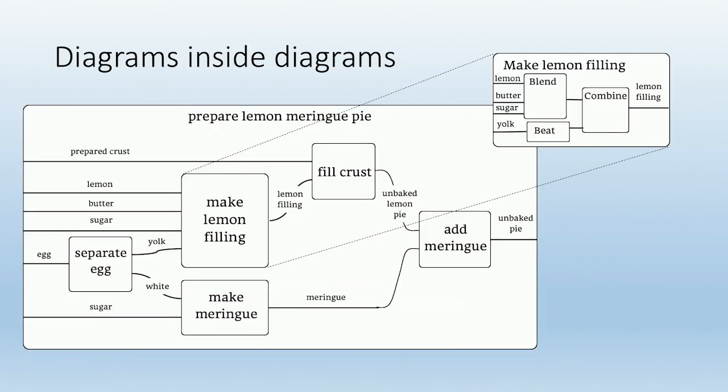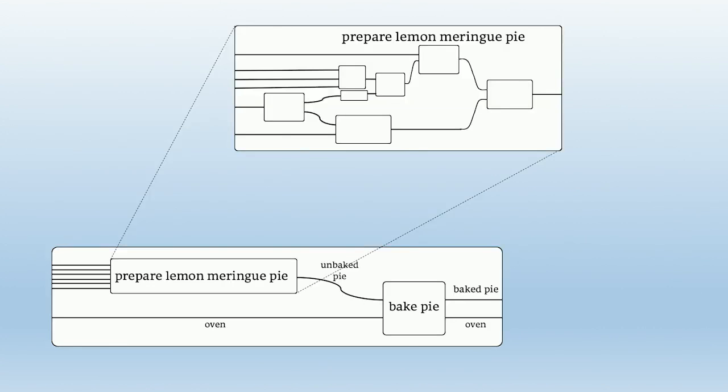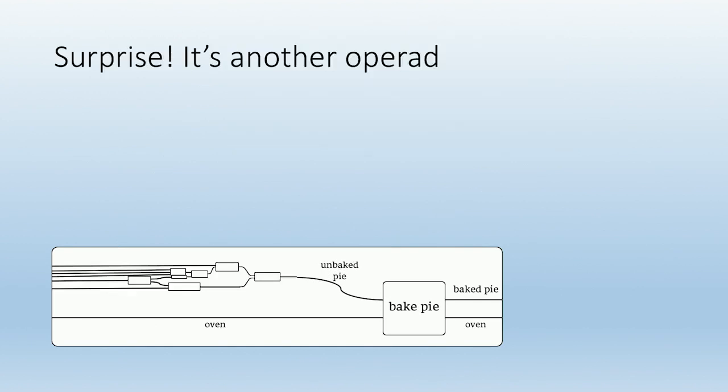There's another thing we can do here. We can put diagrams inside diagrams. They're compositional. And so where it says make lemon filling, we can replace that with another string diagram that contains more stuff. And it just plugs in and more things there. And this is a really nice compositional property. We could take that and put it inside a bigger process where we're baking the pie as well. And that does what you think. So, surprise, it's another operator.